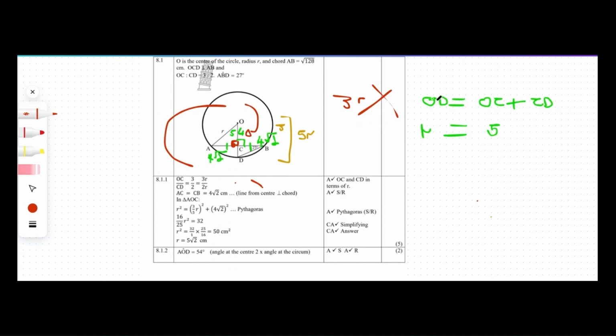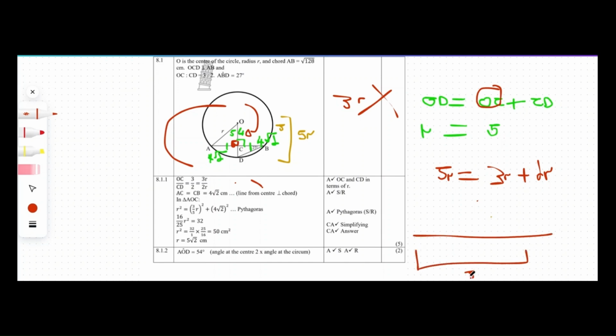So remember, OD is equal to 5R, actually. Obviously, since OD equals OC plus CD, you're going to have to take 3R plus 2R, because that gives us OD. The reason why OD is 5R is because they told us to label all the radii as R, and we're looking for OC. So we want to include OC in our calculation.